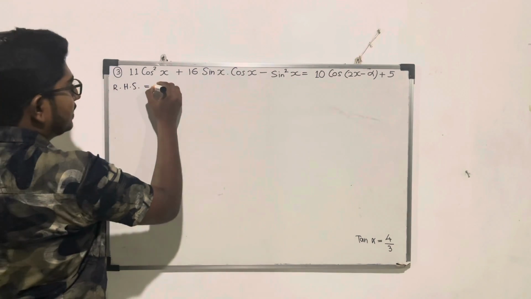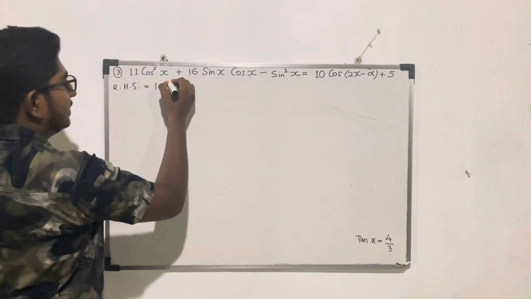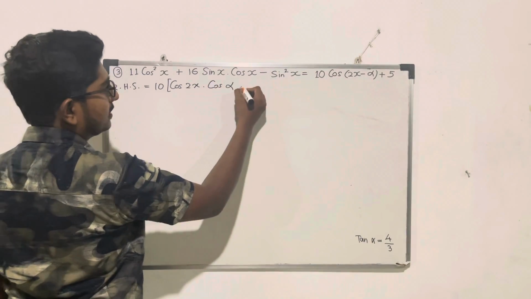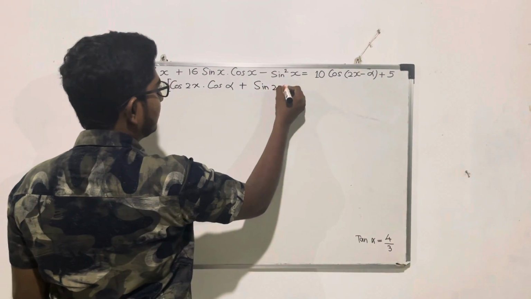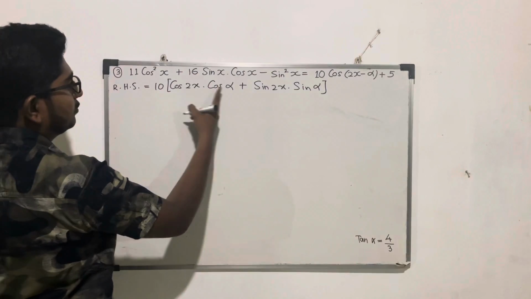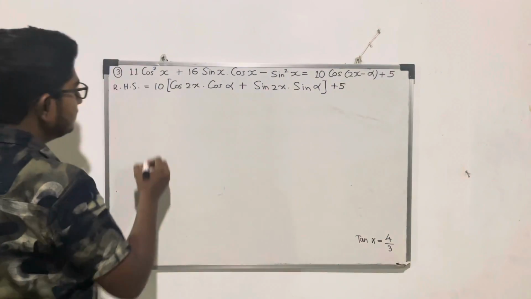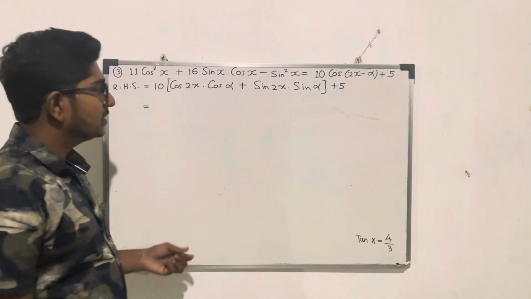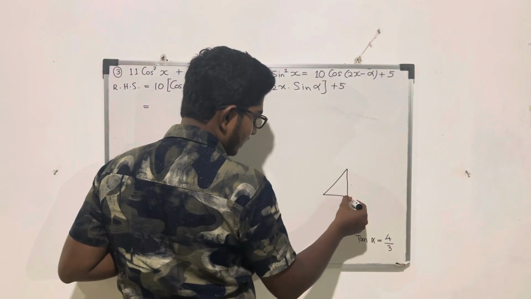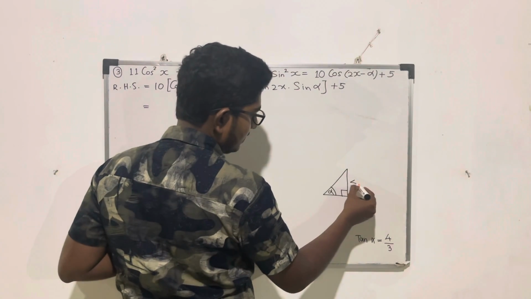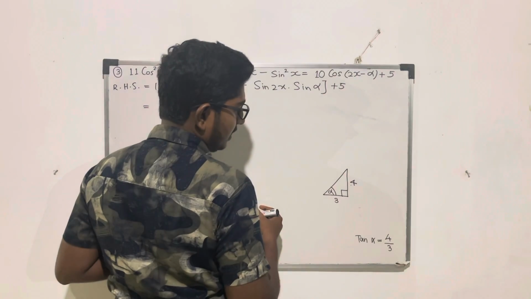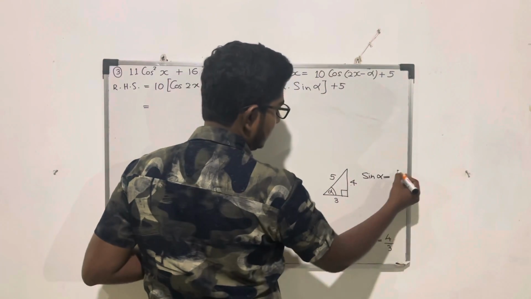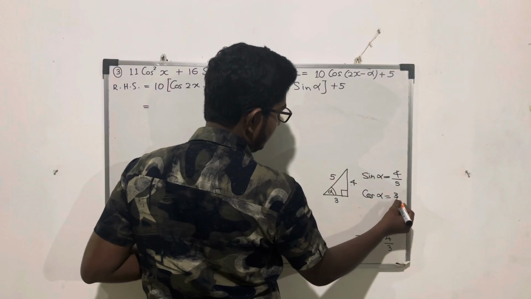Right hand side equals 5 times cos a minus b format. Here write the expansion of a minus b: cos a cos b, we have minus, this becomes plus, sin a into sin b. A is 2x, b is alpha, and plus 5. Now we have to substitute the values of sin alpha and cos alpha. From the tan alpha relationship, tan alpha is 4 over 3, which is opposite over adjacent. Then hypotenuse is 5 from the Pythagoras relationship. So sin alpha is opposite over hypotenuse, cos alpha is adjacent over hypotenuse.